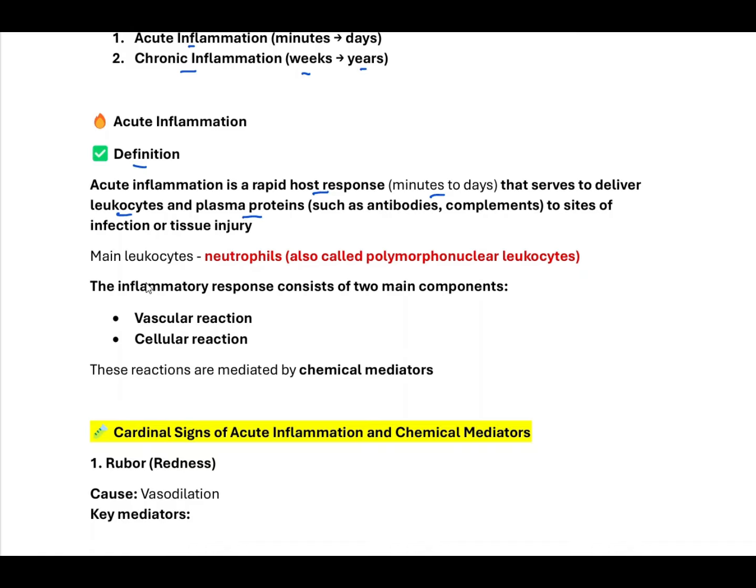And what's our main leukocyte in acute inflammation? Our main leukocyte is the neutrophil. The neutrophil is our main white blood cell, and of course, this neutrophil is also called a polymorphonuclear leukocyte. That will be the key player in acute inflammation.